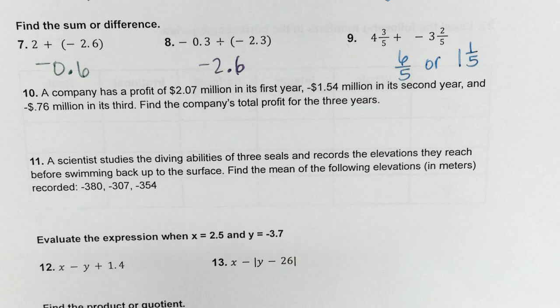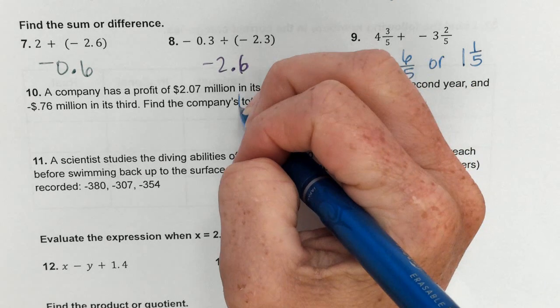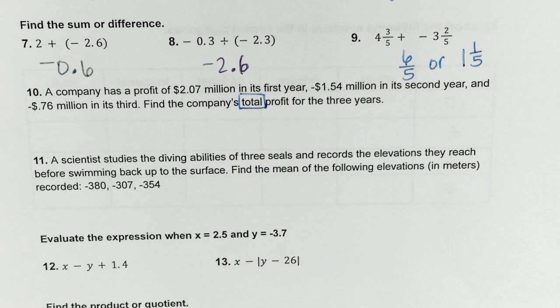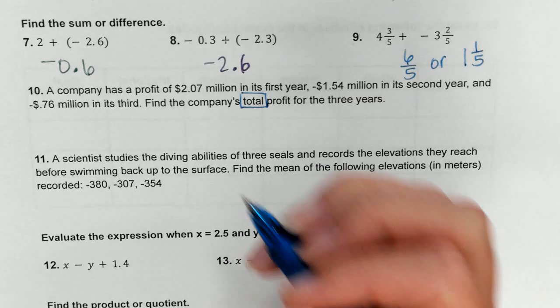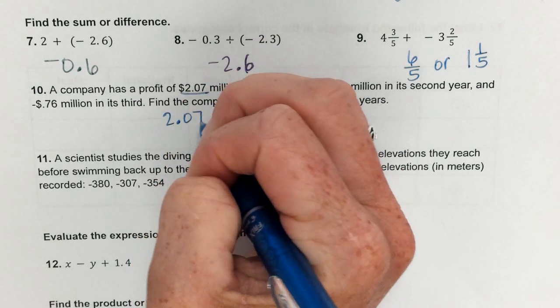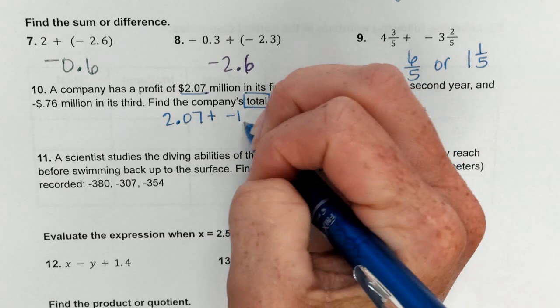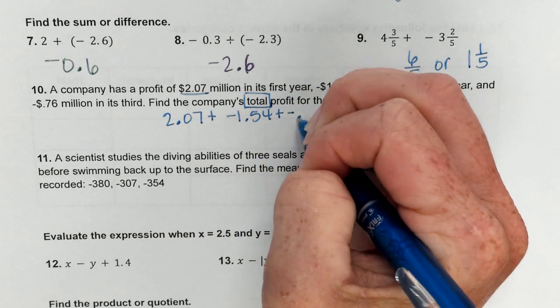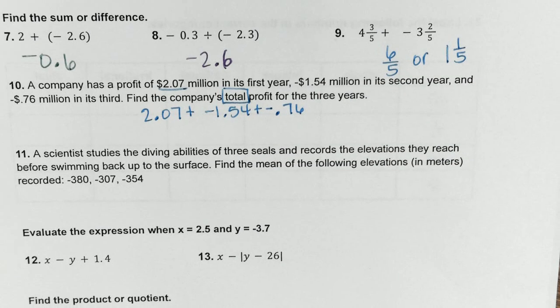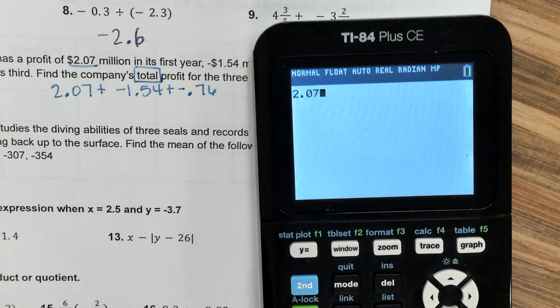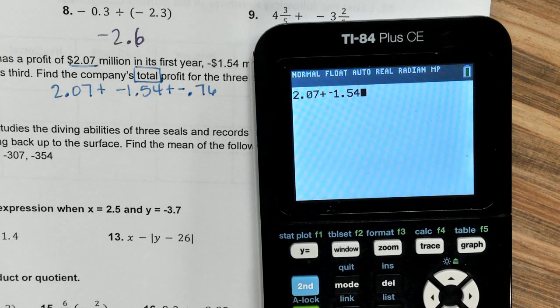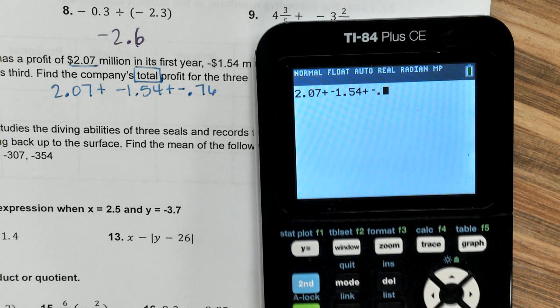All right, number 10. A company has a profit of $2.07 million in its first year, negative $1.54 million in its second year, and negative $0.76 million in its third. Find the company's total profit. Okay, if it's asking for a total, you're simply going to add. So I need to add 2.07 plus negative 1.54 plus negative 0.76. So I'm going to let my calculator do the work. 2.07 plus negative 1.54 plus negative 0.76.